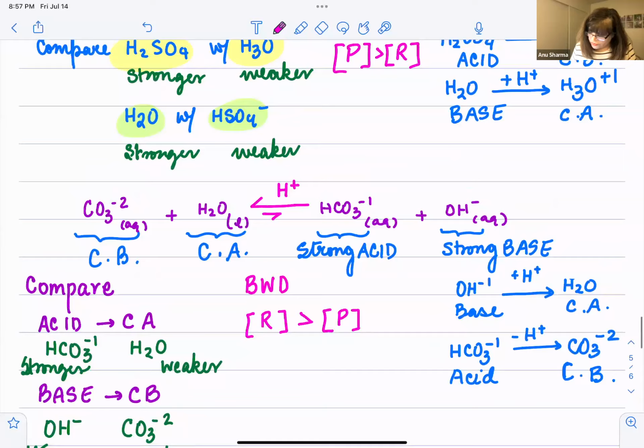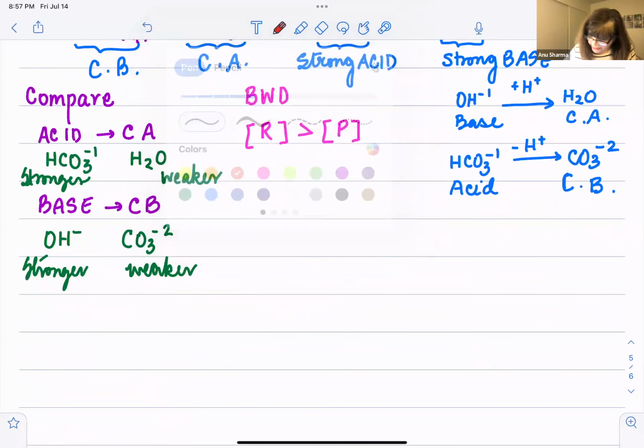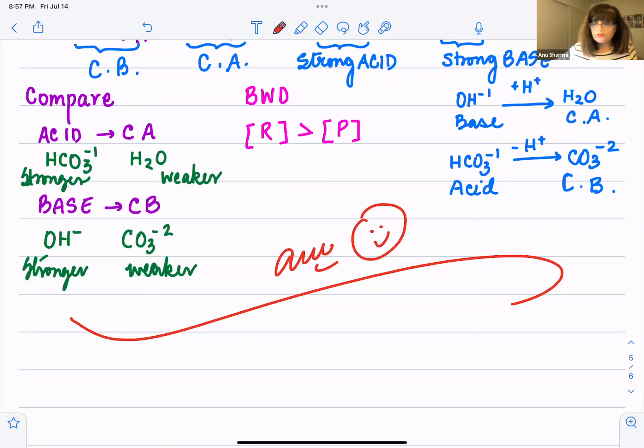Okay, so these are the ways you will have to do some practice on your own. And if you have any questions, please don't hesitate to ask me.